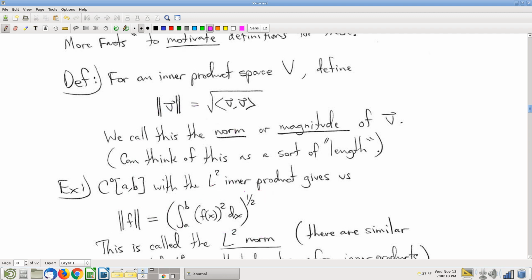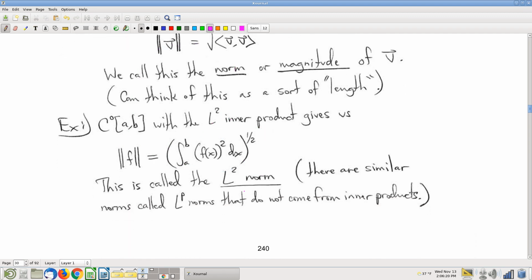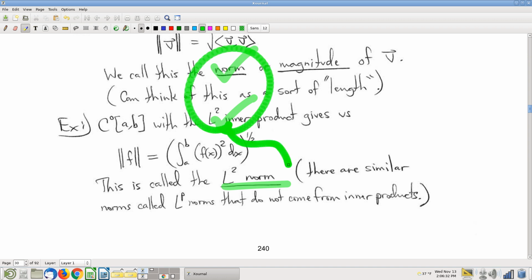All right. So now this is again just a kind of a semantical thing. This is called the L2 norm. Norm because it's a norm. L2 because it comes from the L2 inner product. So pretty reasonable choice of terminology, I think. It's just a formula. Okay. All right. How we doing? Everybody okay? That's a definition.